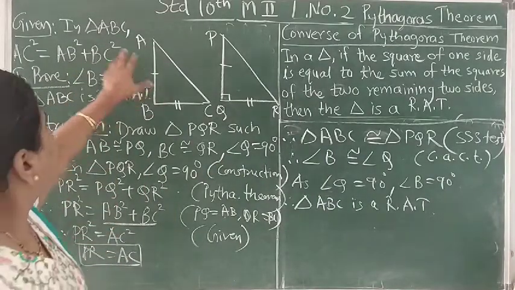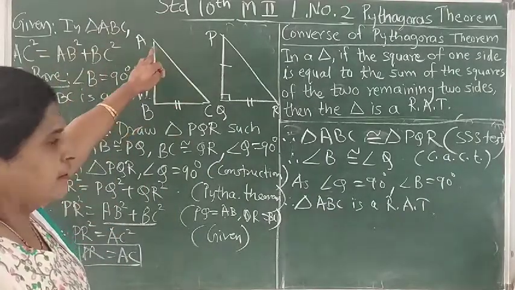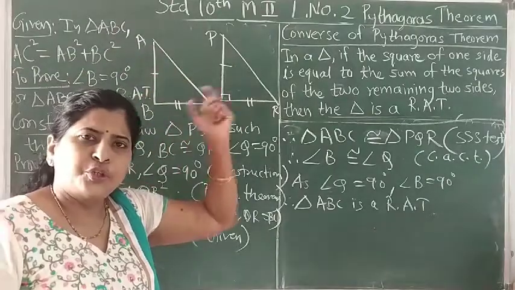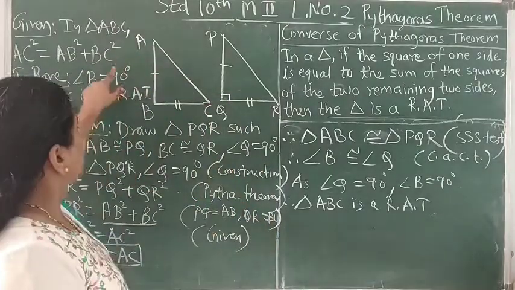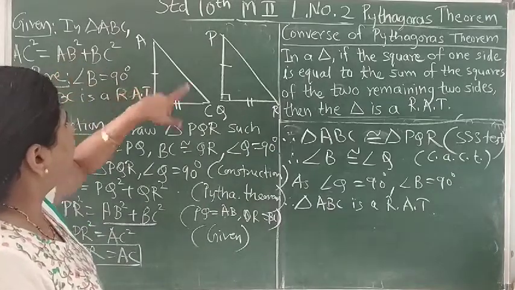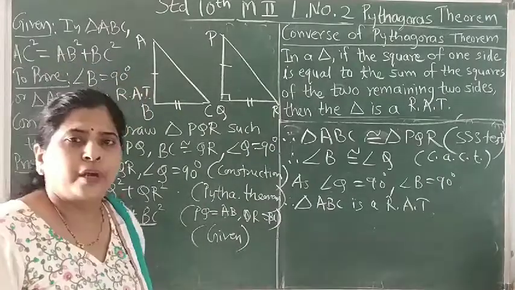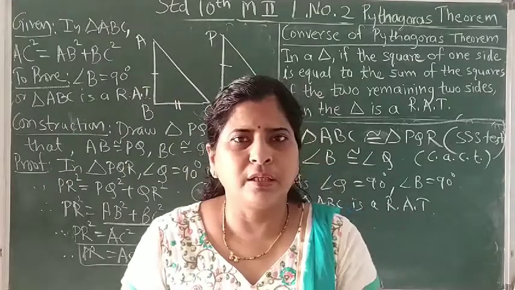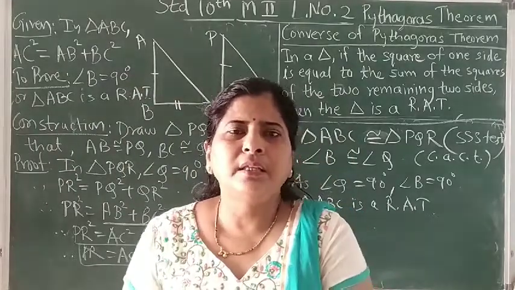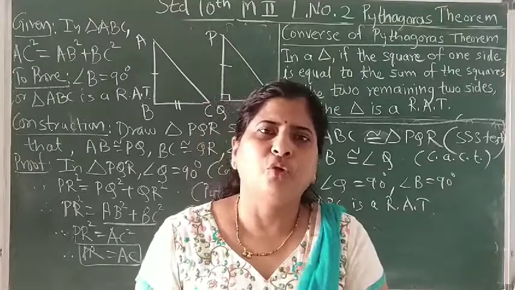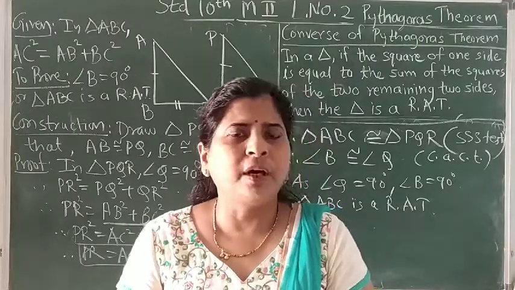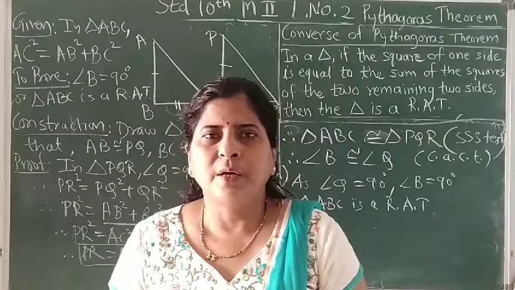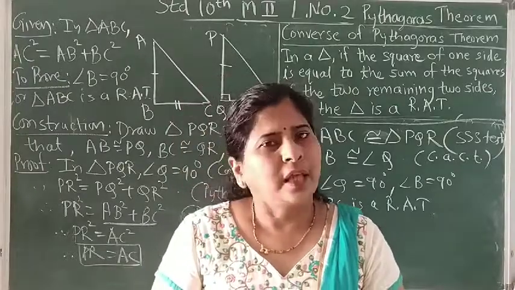So in a triangle, if the square of any one side, that one side being surely the largest side, is equal to the sum of the squares of the remaining two sides, then the triangle is a right angle triangle. So this was the converse of Pythagoras theorem. In this way we can prove it. We will see in the next video the application of whatever theorems we have learned so far in solving sums and doing some proofs.